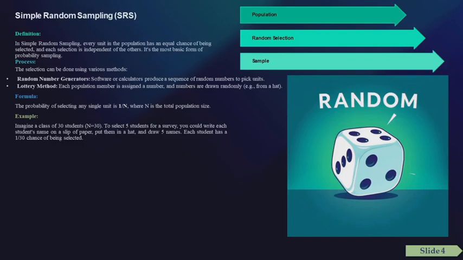For example, in a class of 30 students, to pick 5, write names on slips and draw from a hat. Each student has a 1 over 30 chance. On the right, there's a flow diagram with arrows from population to random selection to sample, and the fun illustration of a rolling dice labeled random. This captures the essence of chance, like rolling dice for fairness.